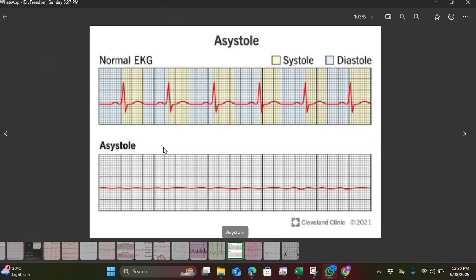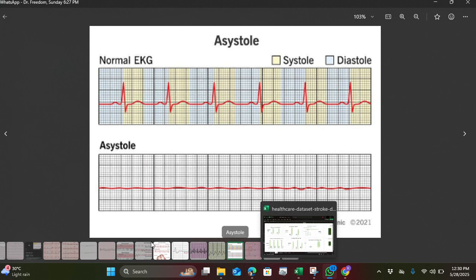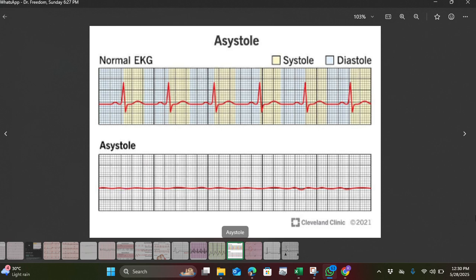Now we'll be moving to asystole. Systole, I told you, is contraction. A means the absence of something. Absence of what? Of contraction. Now let me show you. If there's no contraction, nothing is going to happen. That's why you're seeing a flat line.